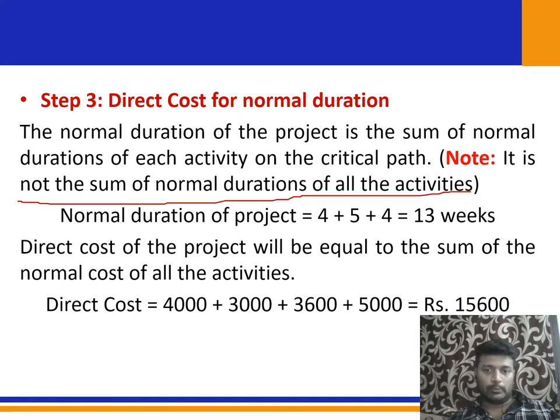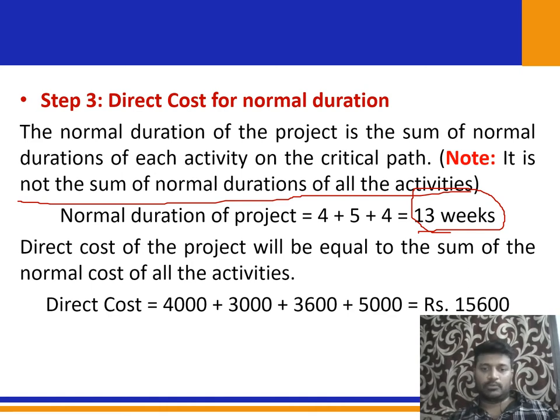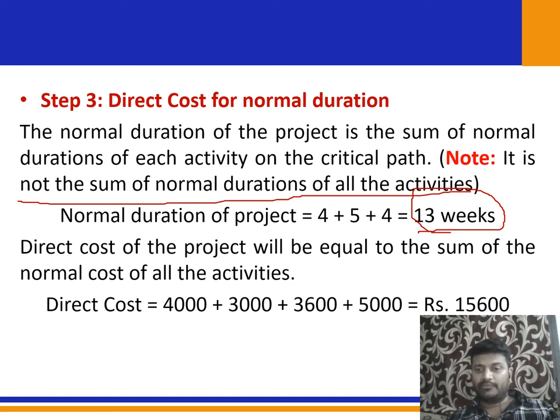So here the critical path is 1, 2, 3, 4, and the normal duration of the project is nothing but the corresponding durations, 4 plus 5 plus 4, which is equal to 13 weeks. Okay, that is your normal duration. The direct cost of the project will be equal to the sum of the normal cost of all the activities. Normal cost is nothing but the direct cost. Normal cost is given in the table itself. In the third column of the table in the question, you sum up all the costs, that is 4,000 plus 3,000 plus 3,600 and 5,000, and you will get 15,600.